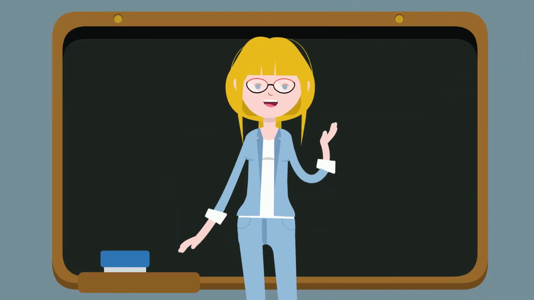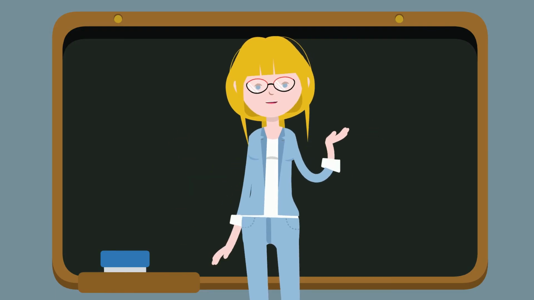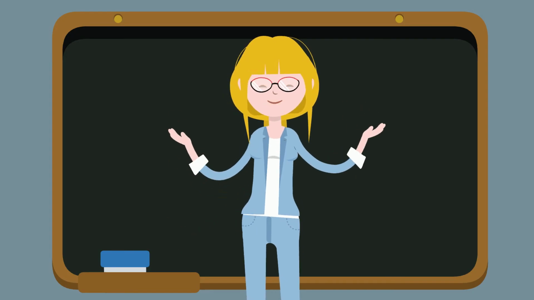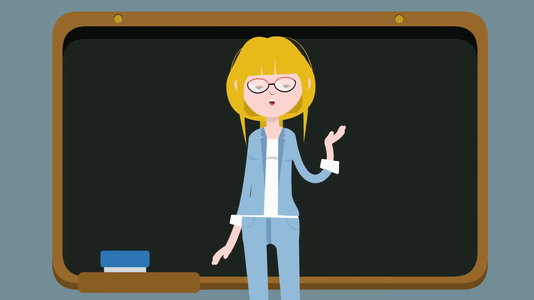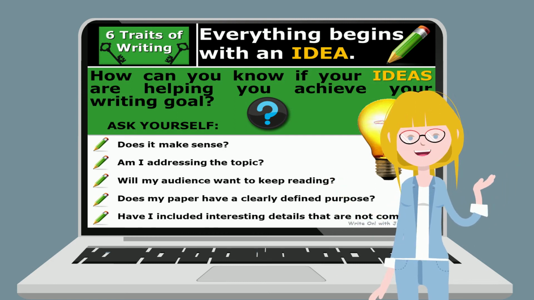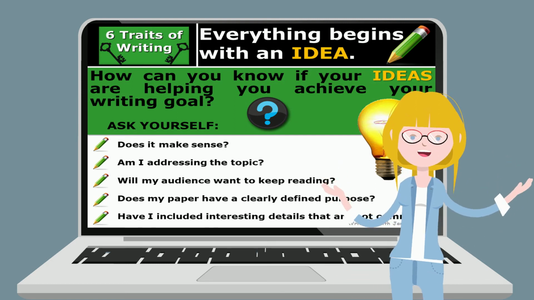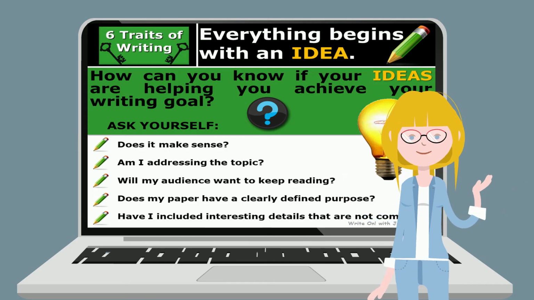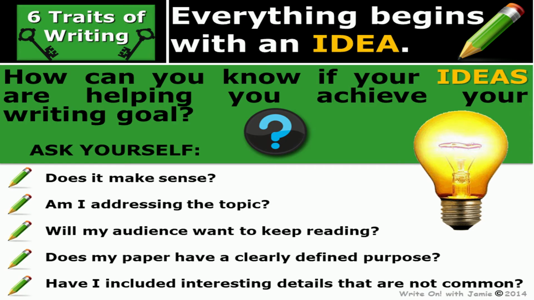Now that you know what ideas in the 6 traits are and what they should accomplish, how can you make sure they are helping you achieve your writing goal? If you want to be positive that the ideas you have chosen will be the right ideas for what you are writing, ask yourself, does it make sense? Am I addressing the topic? Will my audience want to keep reading? Does my paper have a clearly defined purpose? And have I included interesting details that are not common?